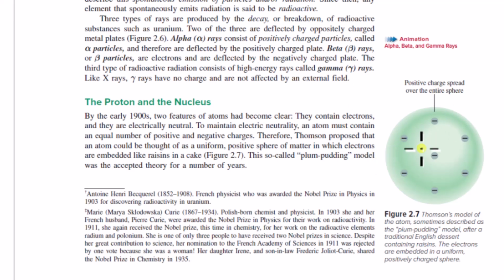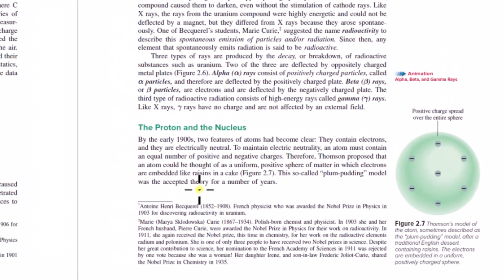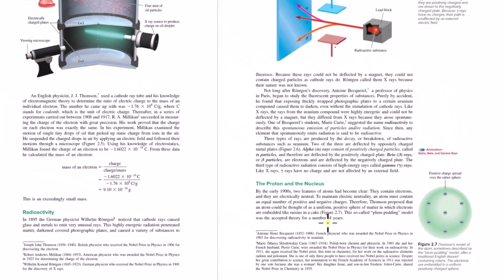Well, then you're going to have to conclude that this would make sense. This sort of cake, plum pudding model here, you've got all this positive charge which offsets the charge of the electrons, but that's where all the mass of the atom is coming from, this pudding, right? And so that was the accepted theory for a number of years.